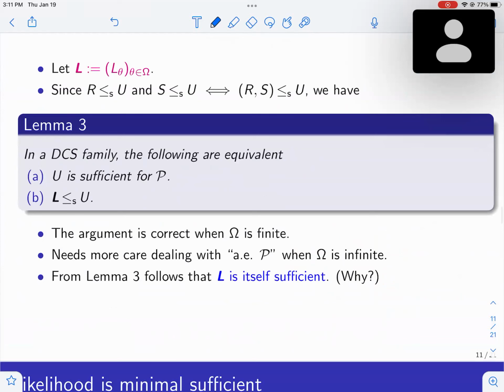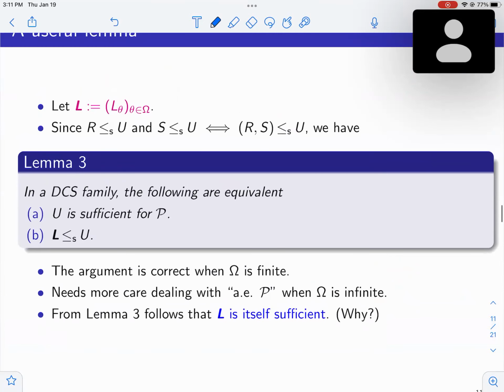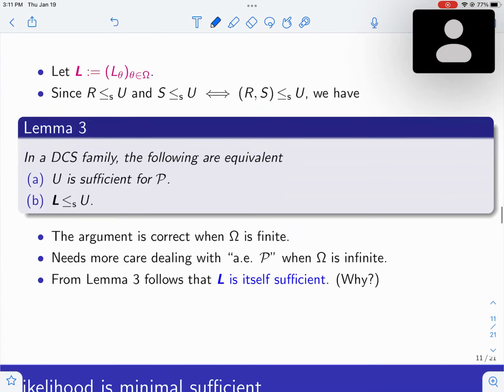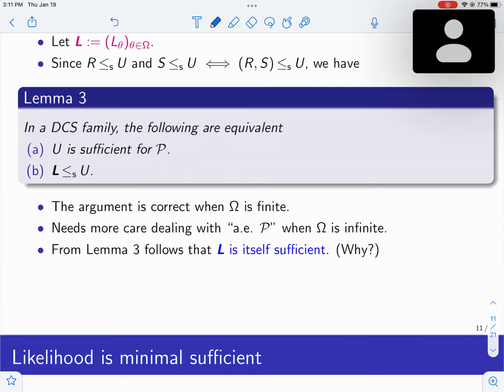To show L is minimal, every sufficient statistic U should be such that L is a function of it. So let's say I want to prove this, if you believe the lemma that I wrote. Are you okay with this lemma? Okay, so now I'm going to apply the lemma. Take U to be, so what is your question? How to show L is minimal sufficient.